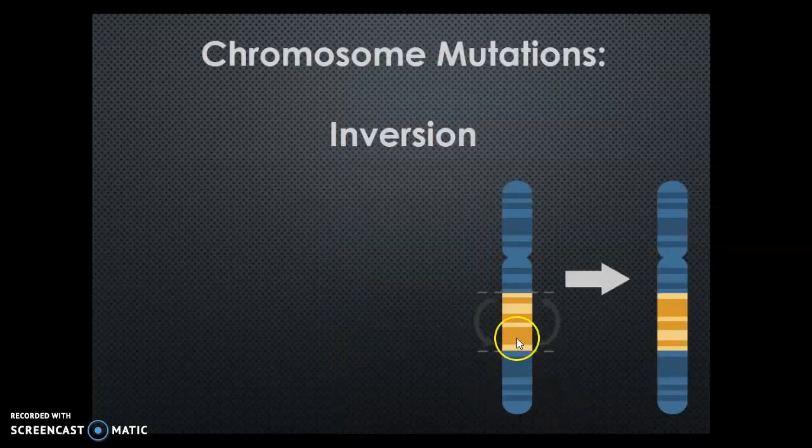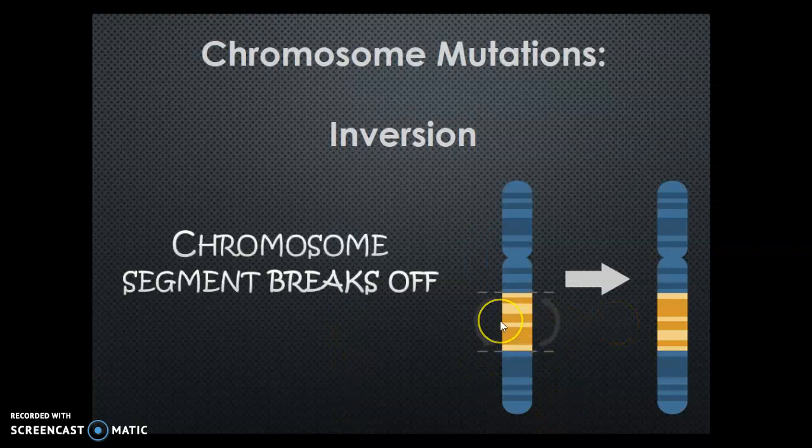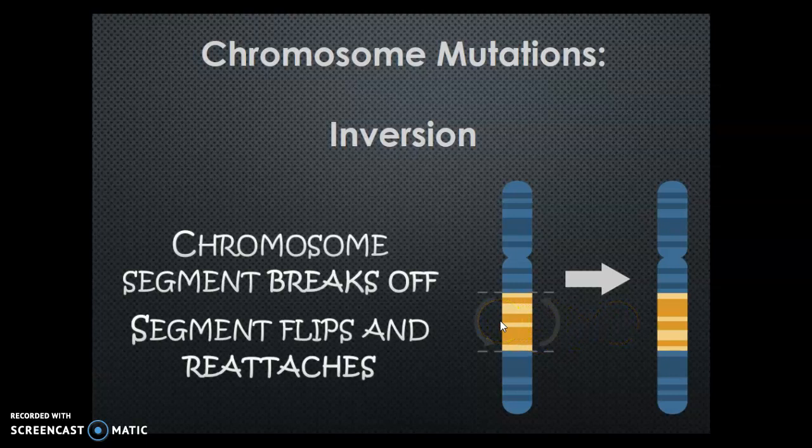Inversion is if that piece that breaks off then flips and then reattaches. So a piece of a chromosome, once it's broken off, flips around and reattaches. So it's pretty much like trying to read backwards, which does not make sense to the cell.